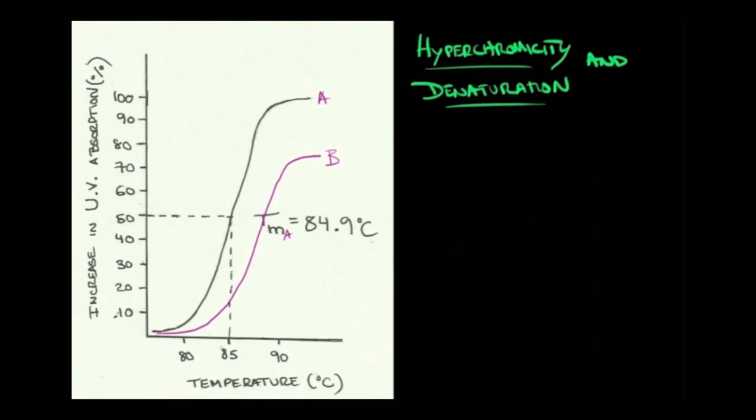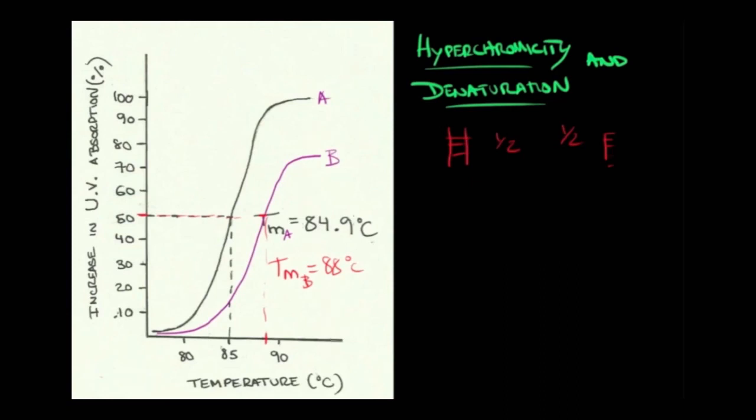If I look at the B DNA molecule and I meet at the point of 50% absorption, where half of my molecules are double-stranded and half are single-stranded, and I go all the way down, meet the curve, go down to the temperature and read the value, I could say here that the melting temperature for my B molecule is going to be 88 degrees Celsius.